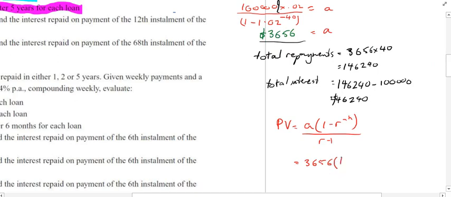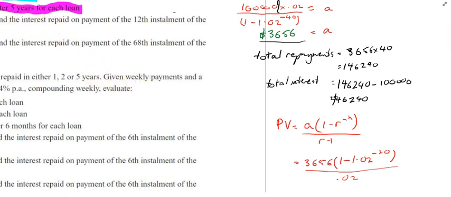3656. 1 minus R. Now R doesn't change. 1.02. What changes is these repayments. Now these repayments are the repayments that we have left to go. So we have a 10-year loan and we want to know how much is left after 5 years. So that means we have 5 years of payments left. So 5 times 4, that's 20 payments left. 0.02.